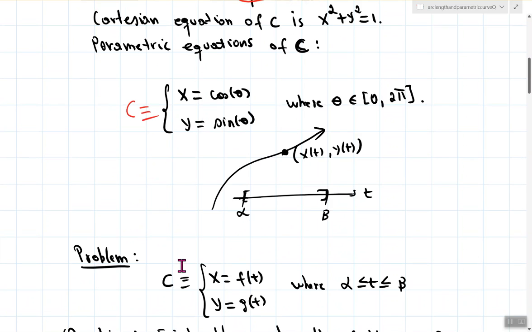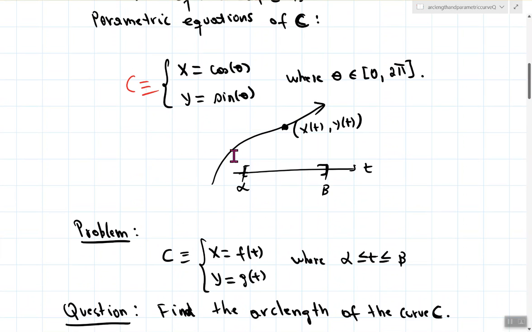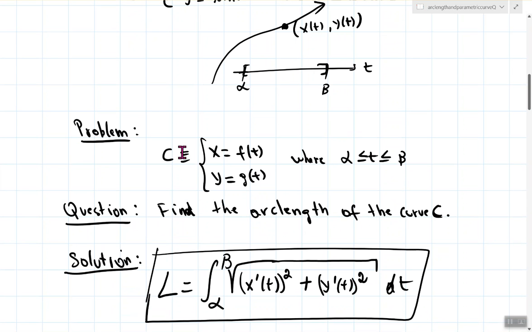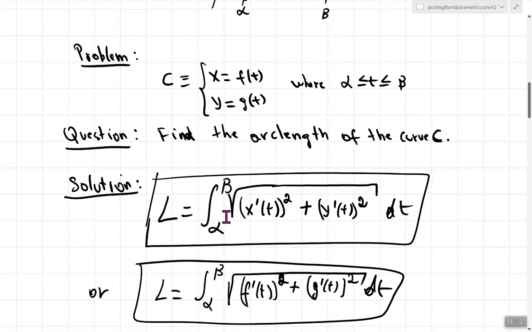But here we're going to try to find the arc length of a curve. That curve is given in terms of parametric equations, so two parametric equations that describe the curve. And the parameter t is between alpha and beta, and we still have the same idea of finding the length of this arc. So when the curve is given by two parametric equations, and the parameter is bounded by alpha and beta, to find the arc length of such a curve, you use this formula.